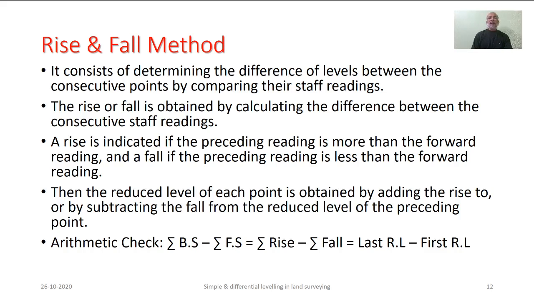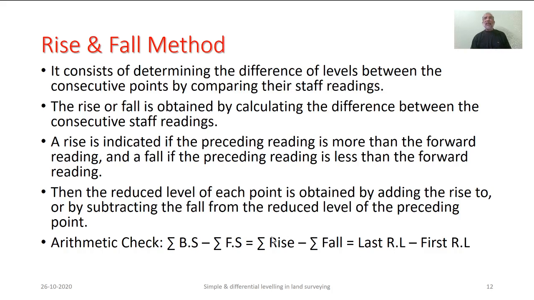If the reading is more as compared to just the previous one, there has to be a fall. So being a fall, it would be treated as negative, and the fall would be deducted from the RL of the previous station. Here, after performing all the calculations, the way we applied the arithmetical check earlier, summation of backsight minus summation of foresight should be equal to last RL minus first RL.